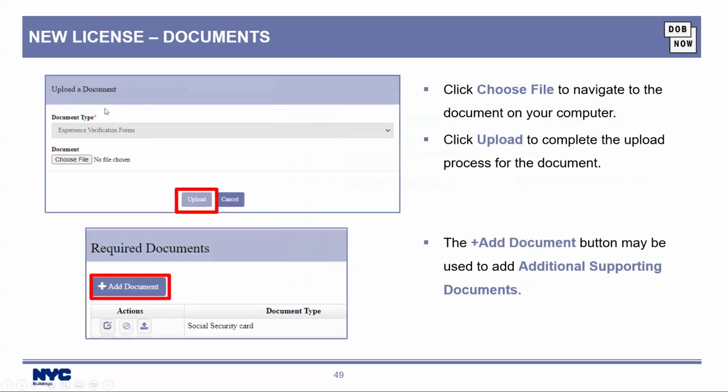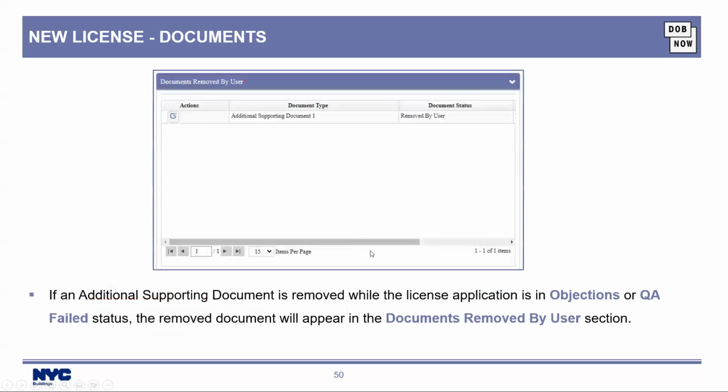So when you click the document pop up, choose file to navigate to the document on your computer, and then click upload to complete the process. If you choose to add additional supporting documents, which you can, you'll click the plus add document button, and you'll get a document pop-up for additional supporting documents.